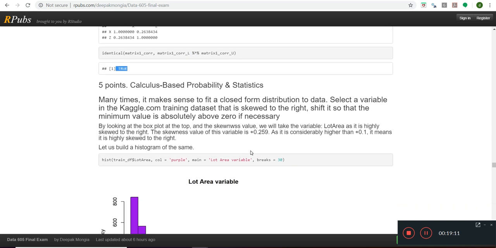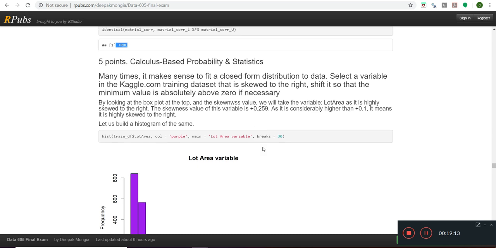Okay, moving forward. Okay, so here we are basically asked to fit an exponential function. I'll quickly go to the question once.